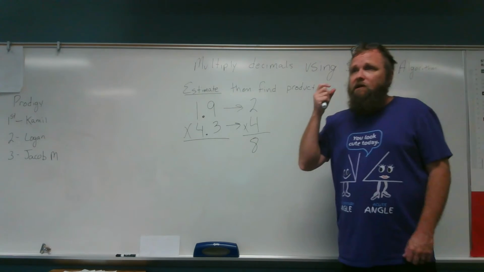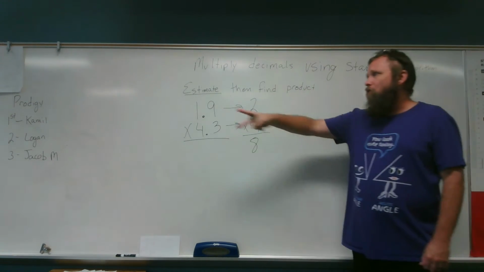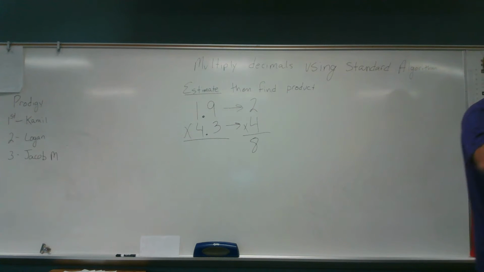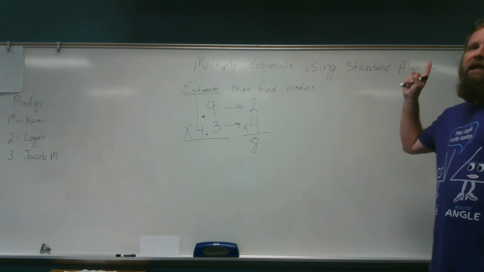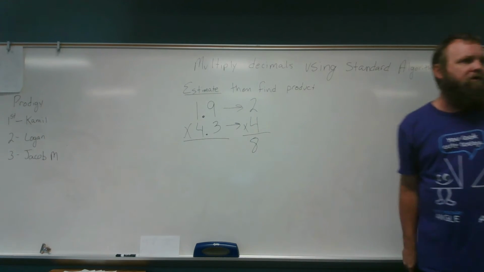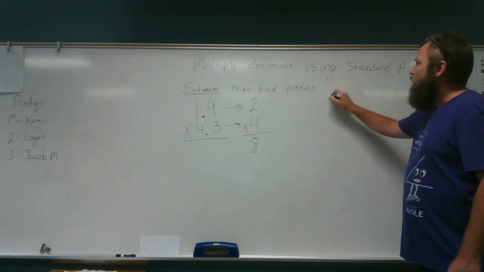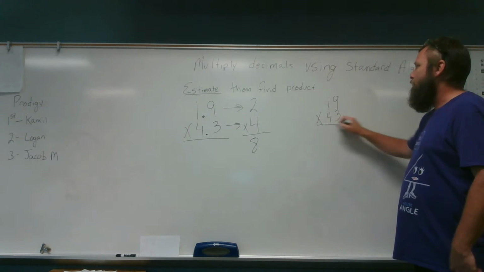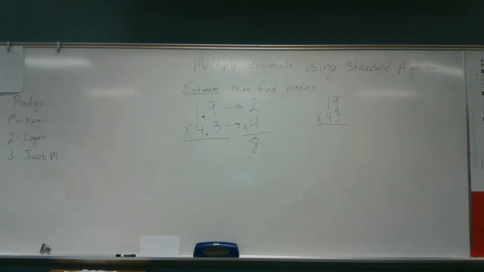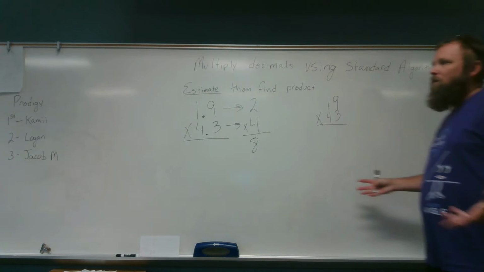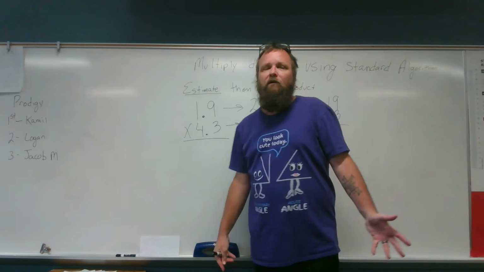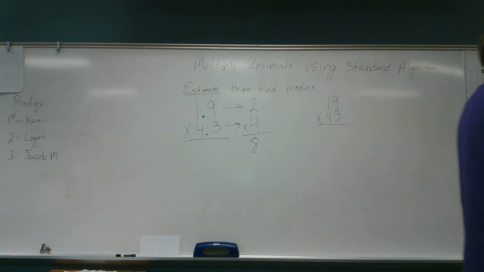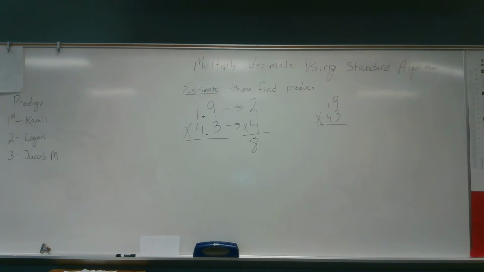Step 2 in our process says to multiply these decimals, but ignore the decimal point. So I'm going to rewrite it. Basically, I'm going to multiply 19 times 43, because it says multiply, ignoring the decimal point. Well, I can't really ignore it if it's there, so I rewrite it without even the decimal points in it.